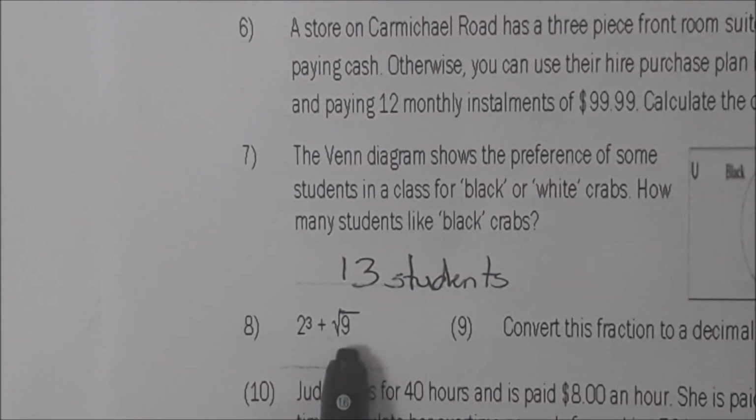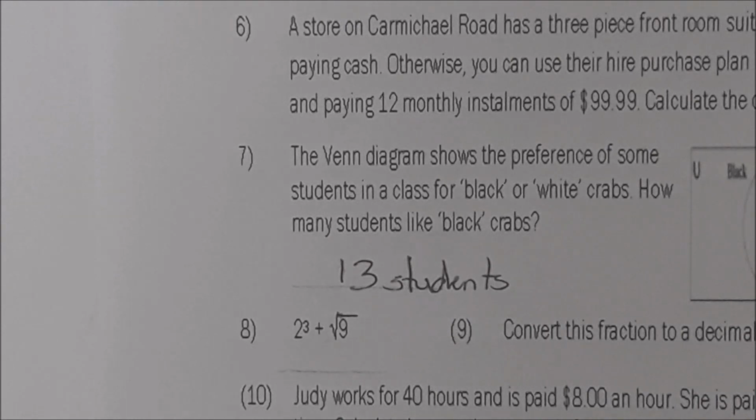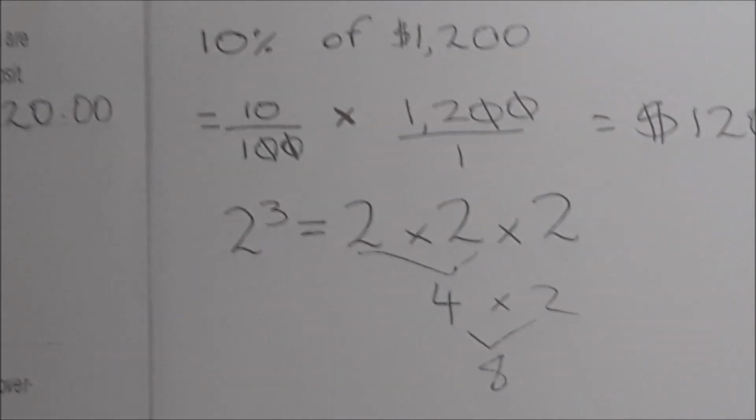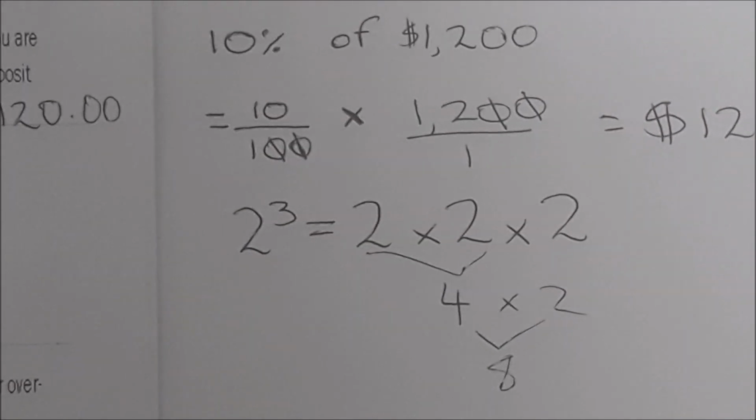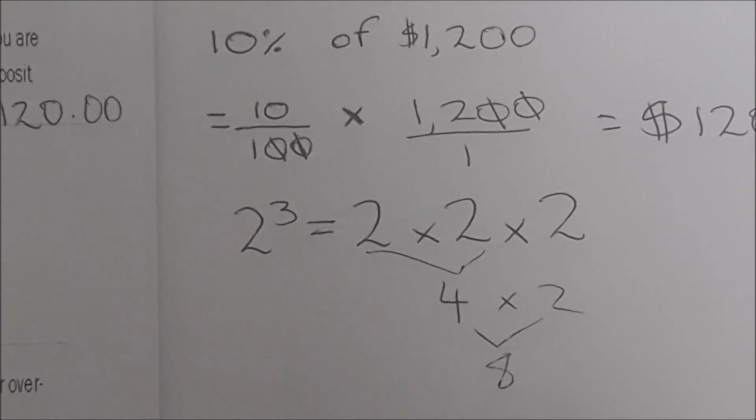Now, you have something else to do. The square root of 9. What's the square root of 9? 3. How do you know that? Because 3 times 3 is 9. Okay, so 3 times 3 is 9. So the square root of 3 times 3, you would use one of the 3's. Put the square root symbol.